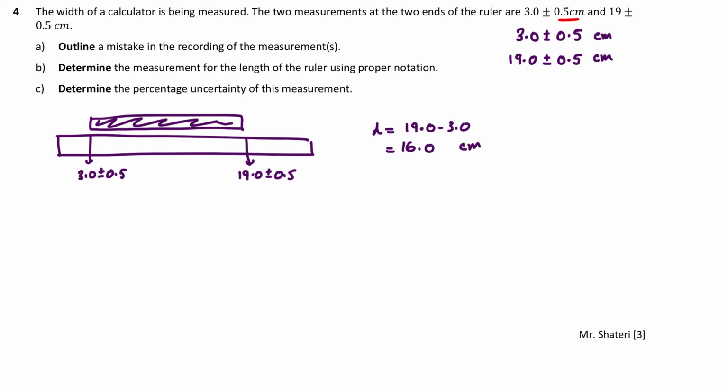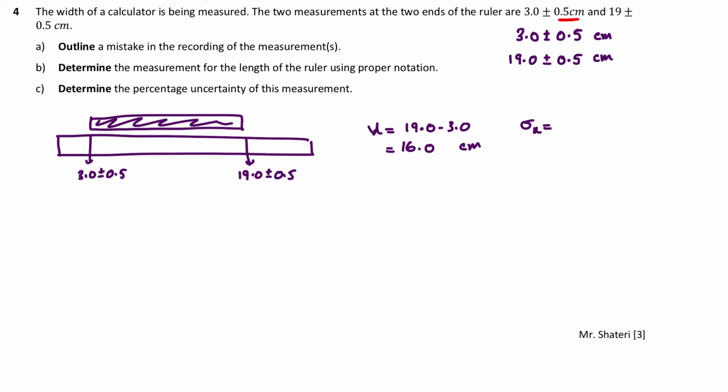In this case, I am subtracting two values. They both have one decimal place, so my final answer should have one decimal place when I'm doing the proper notation. Oh, but we need the measurement, and in order to get the measurement, we also need the uncertainty. So to find the uncertainty, since we are adding the two values, the uncertainty of the length is going to be equal, or the width here. It is definitely the width.